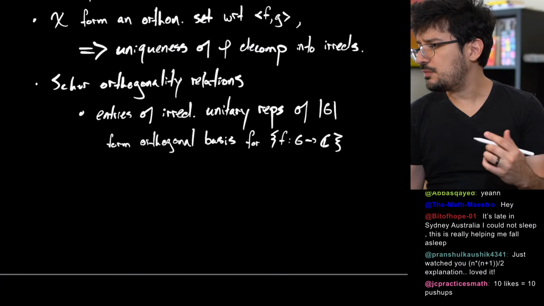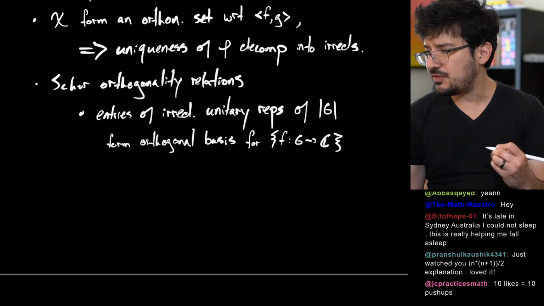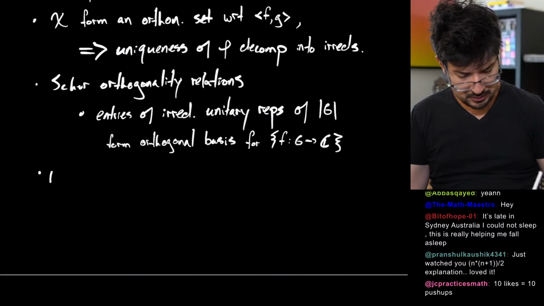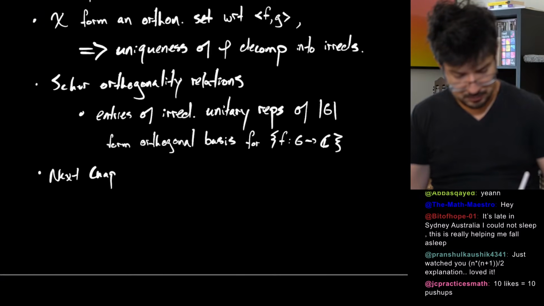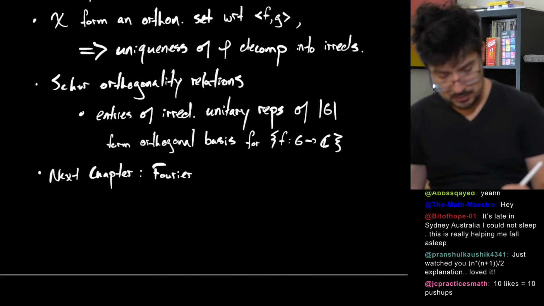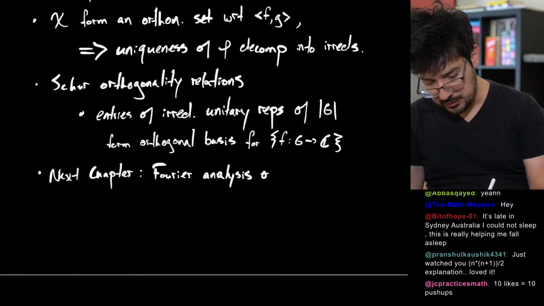In the next chapter, we use these results to develop Fourier analysis on finite groups, which is central to applications. So next chapter, we can use this to understand Fourier analysis on finite groups.